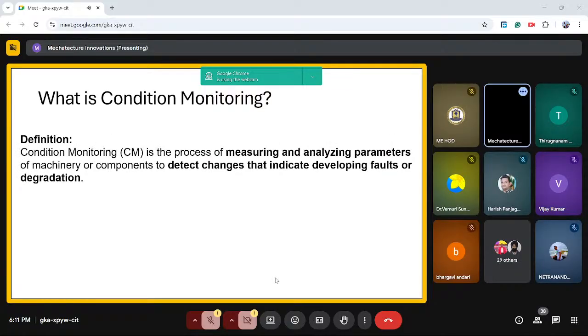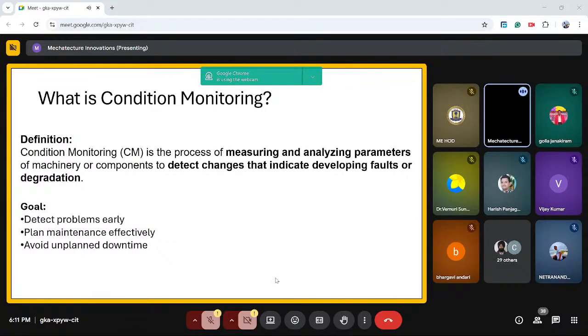As the name suggests, it is monitoring the condition. It is a process of measuring and analyzing the parameters of the machinery or components to detect the changes that indicate developing faults or degradation. So what is the goal? Why are we doing it? It's very simple. We want to detect the problem before it becomes a big problem. Anything small is easy to solve, so we want to detect it much before it results in a bigger problem.